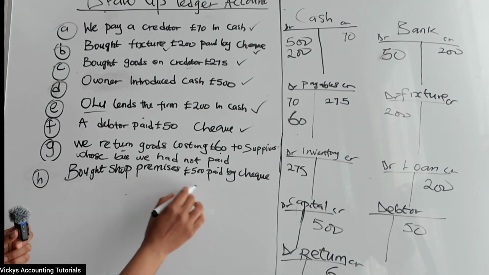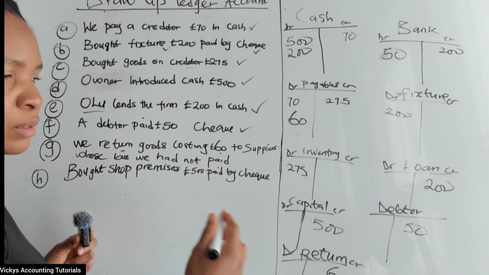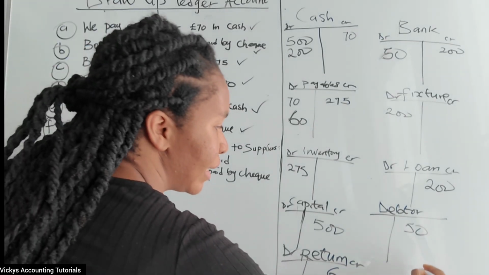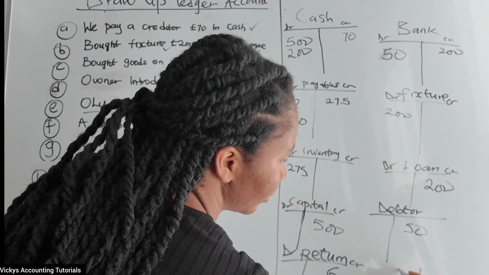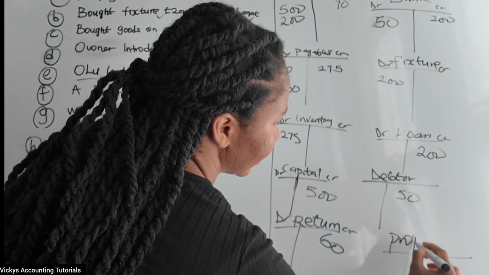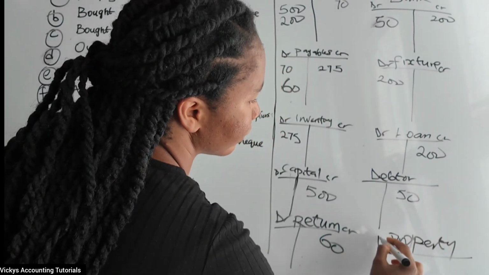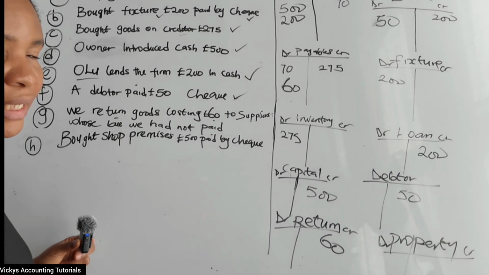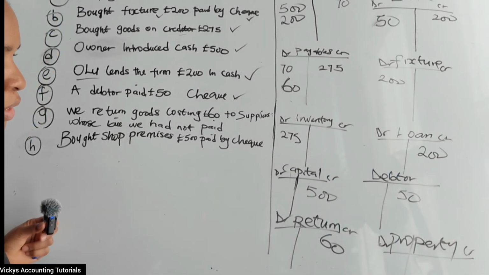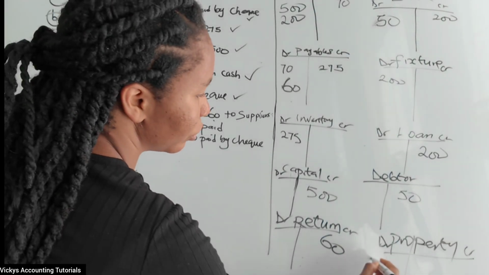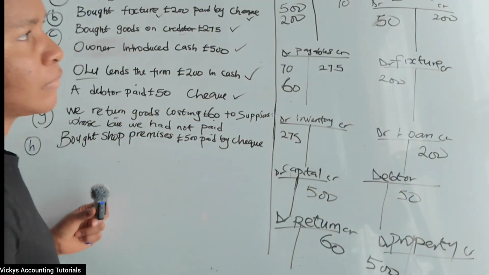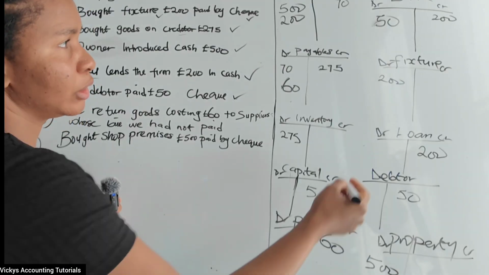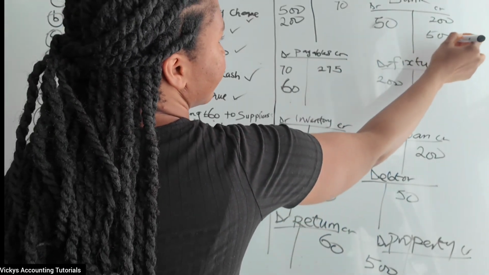Finally, we bought shop premises, 500, and we paid through check. We're going to open a property account. It is an asset as well. We're going to name it property. Property is a fixed asset. It usually has a default debit balance. So how much did we pay? 500. We debit 500. And because we paid through check, we're going to decrease our bank account by 500.